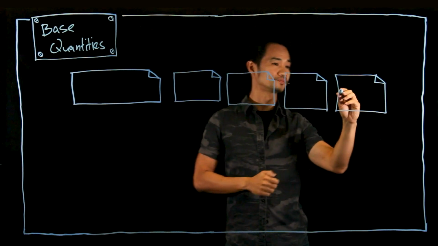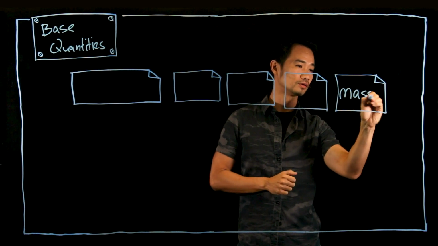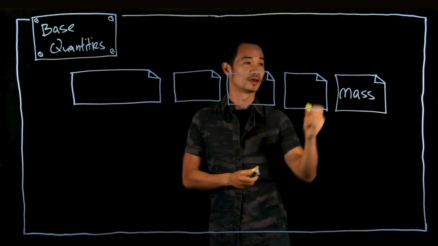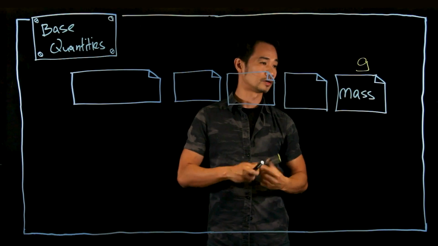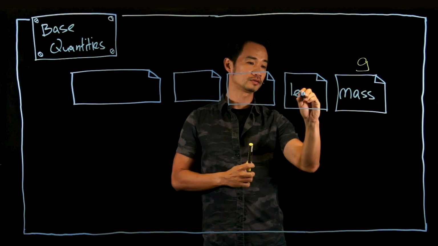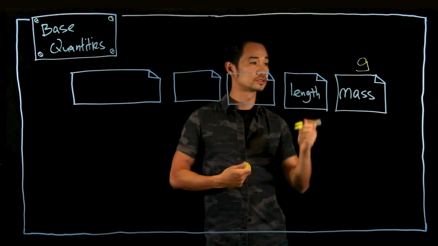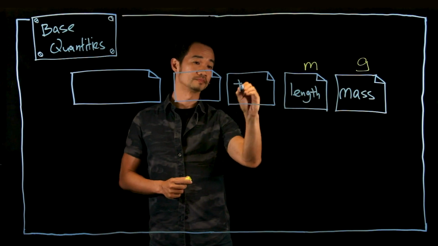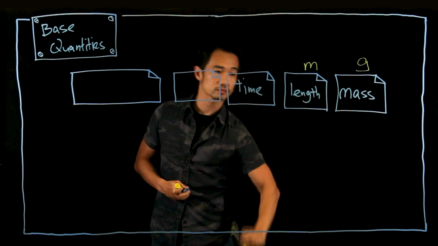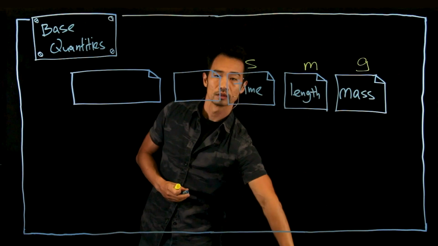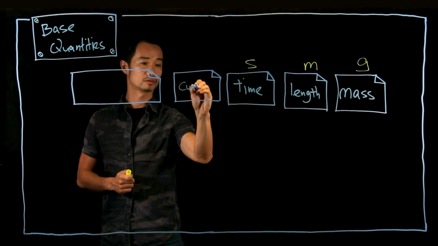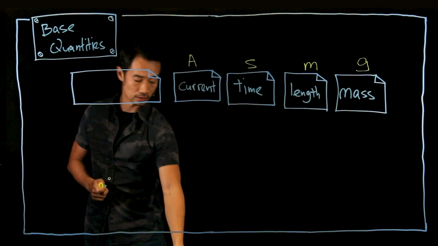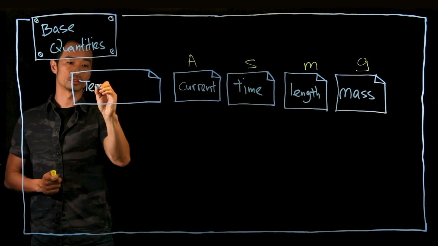Okay, so the first one, ladies and gentlemen, Mr. Mass. Mass is one of the base quantities and is measured in grams. Next we have length. You need to know length. Length is measured in meters, followed by time. For time we use seconds, followed by current. We measure it in amperes. And lastly, temperature.